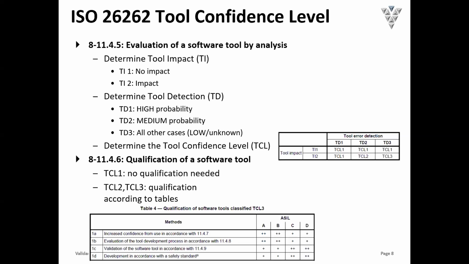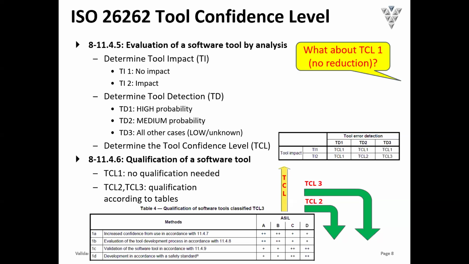And then you have here the different risk reduction methods. So first you analyze the risk, you measure the TCL, and then for TCL 2 and 3, you can look up here the risk reduction methods. And the risk reduction methods for ASIL D is, of course, validation, meaning testing, what is done using test suites, and development according to a safety standard and proper combinations of this. So this is how the tool safety works.